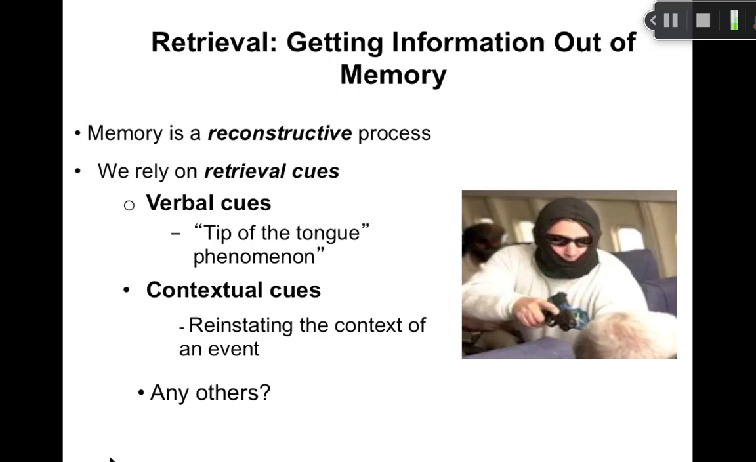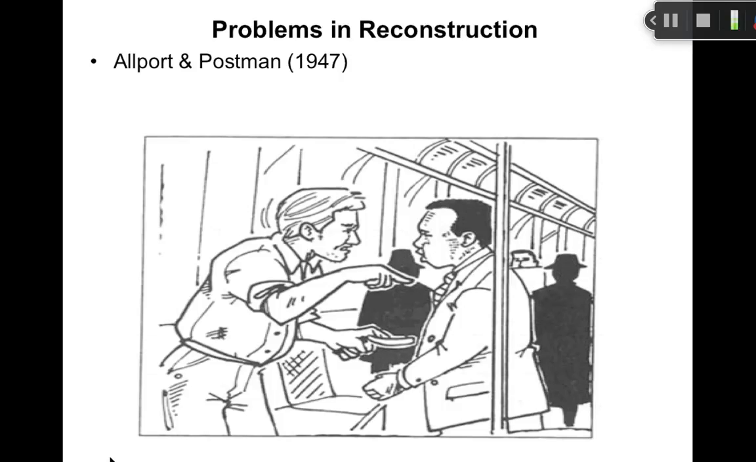And I invite you to try to think of some other cues that might trigger memories. Smell, for example. Olfactory cues are a powerful cue to memory. There are other ones as well that you might know of and that might work for you. But we rely on these cues to get stuff back out once it's been encoded in. But again, by and large, memory is a reconstructive process. So that's problematic in many different contexts.